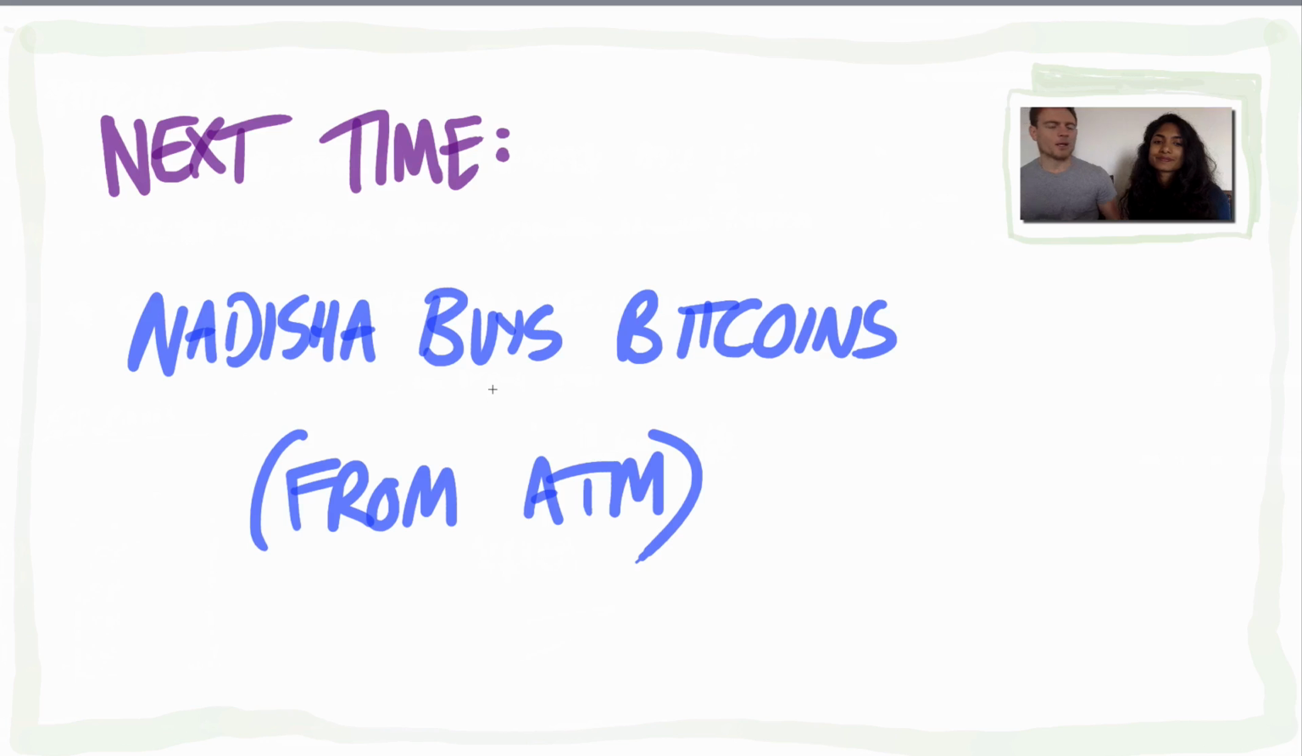Okay, so in the next video, Nadisha buys Bitcoins from an ATM, right? I'm going to take you to the Bitcoin ATM. We're going to get Bread Wallet installed on your phone. I'm going to transfer you some Bitcoins, and maybe we'll buy something in Bitcoin as well. I think there are some trendy soup kitchens in Shoreditch where you can. Let's go for dinner. Perfect.